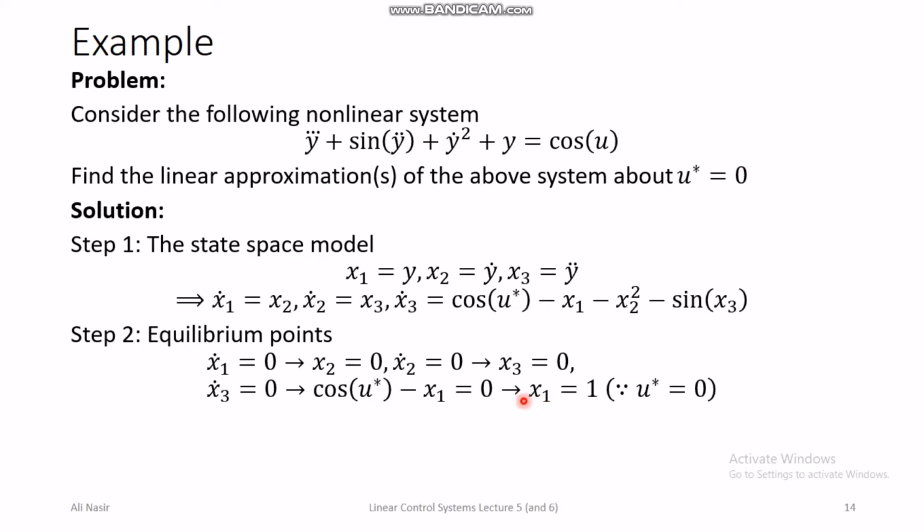So in order for x3 dot to be equal to 0, x1 has to be equal to 1, because cos of 0 will be 1 here. To cancel out this 1, x1 will have to be equal to plus 1. That will make x3 dot equal to 0. So the equilibrium point is 1 0 0: x1 is equal to 1, x2 is equal to 0, and x3 is equal to 0. That's the only equilibrium point, so this system has only one equilibrium point, and there will be only one linear approximation.